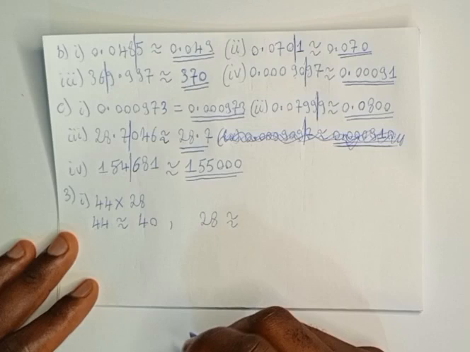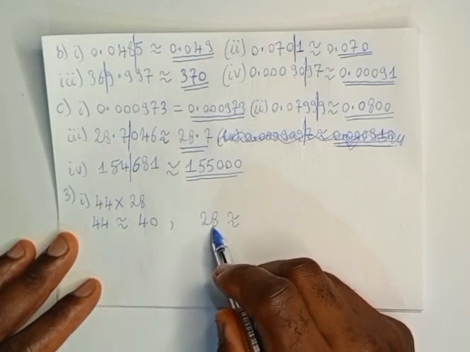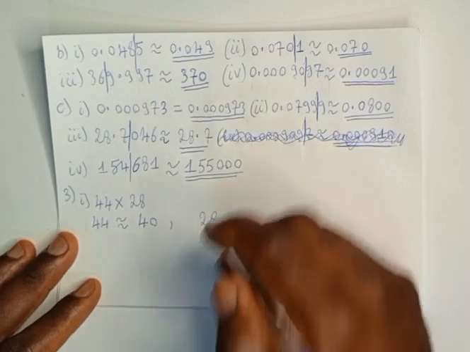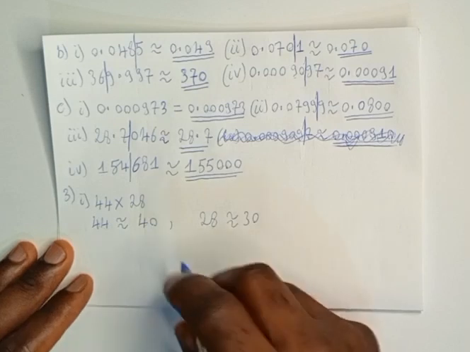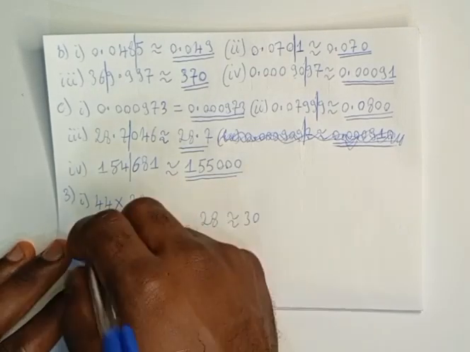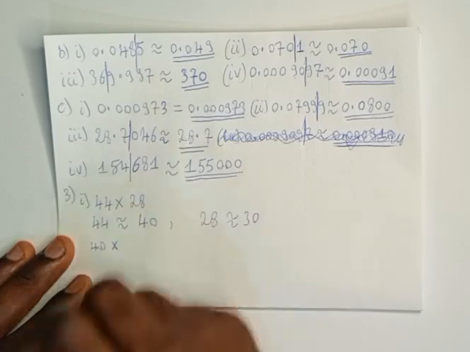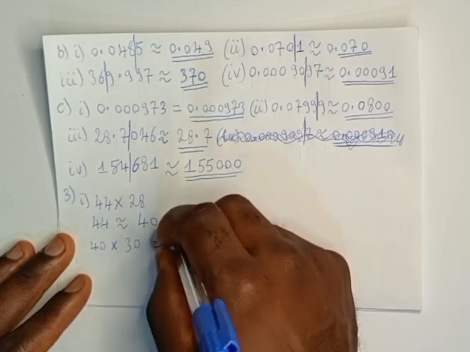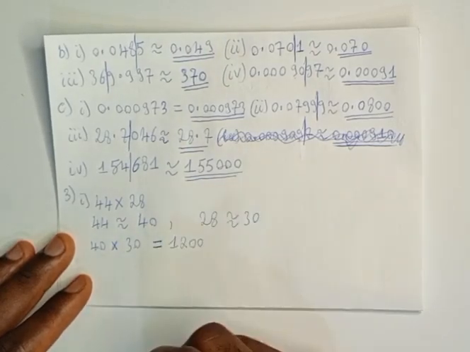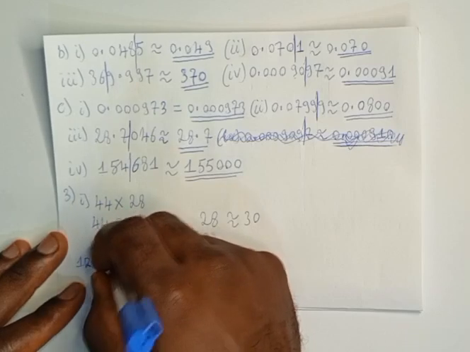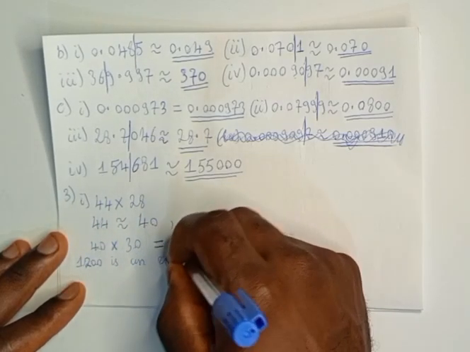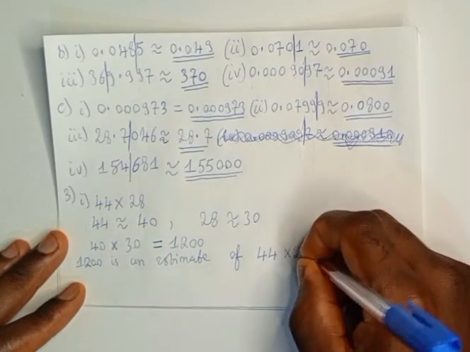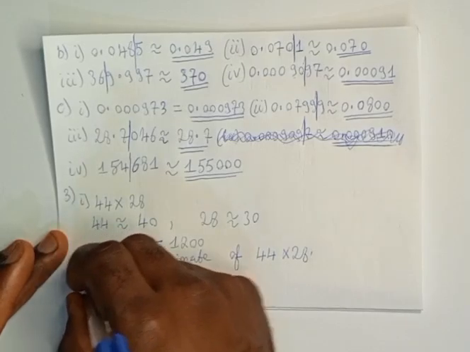28 to one significant figure. We have to round this 8 off. 8 is greater than or equal to 5. It is rounded up to 1. We add the 1 to this 2, it gives us 30. An estimate for this will simply be, we take 40 times 30. And this will simply be equal to 4 times 3 gives us 12. We attach the two zeros. Therefore, 1,200 is an estimate of 44 times 28.